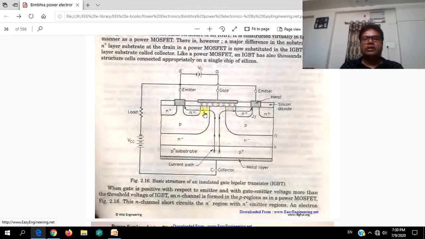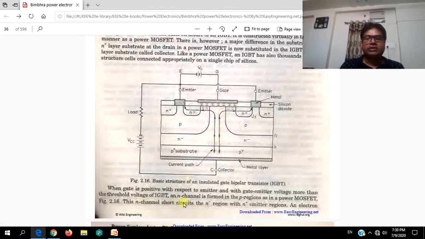Here, an N channel is formed in the P region in a power MOSFET. This N channel short circuits the N minus region with the N plus emitter regions. See, the N minus region is from here to here, and the N plus regions are over here. So when the voltage crosses the threshold voltage, this N channel is formed over here, thus short circuiting this N plus layer via this N channel to the N minus region.